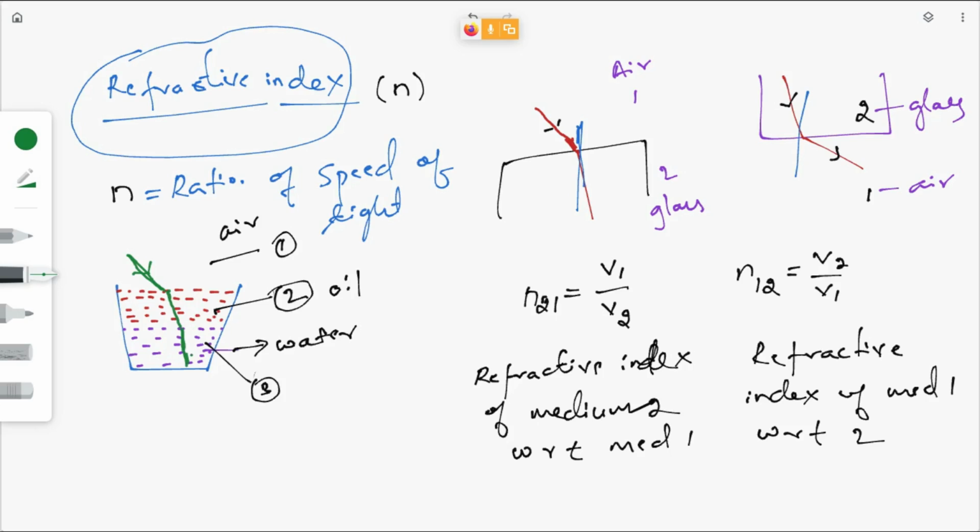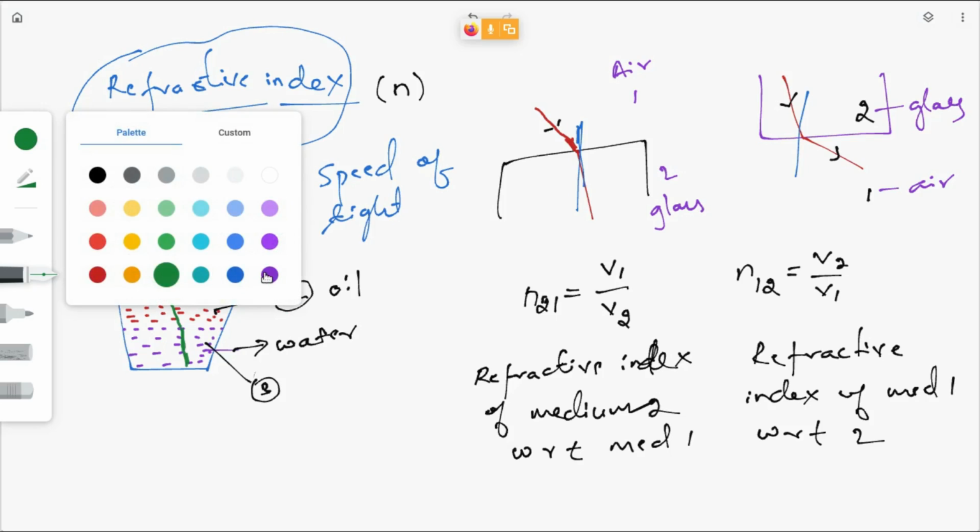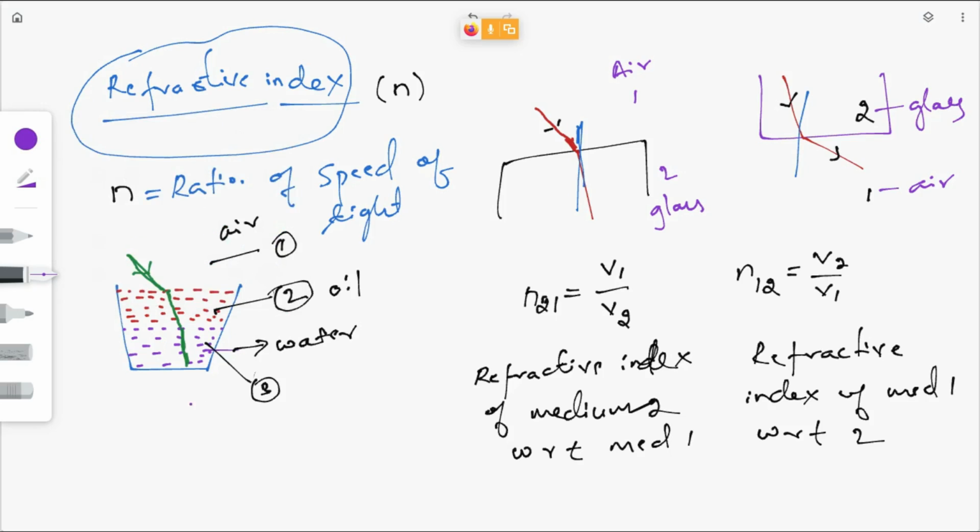So now how will you define the refractive index in this case? Okay, so what is n21 here? What is n21? Same, refractive index of medium 2 with respect to medium 1, but here the medium is defined. So can someone tell me what is the n21 here in this case?